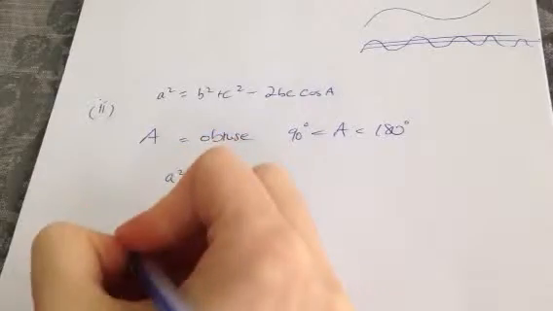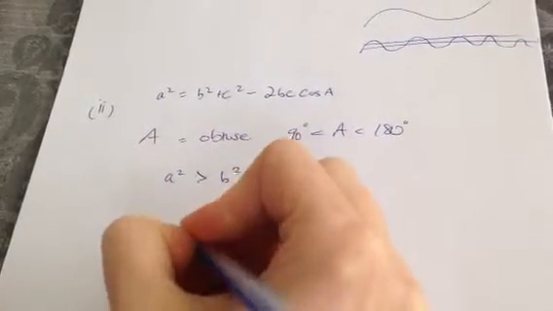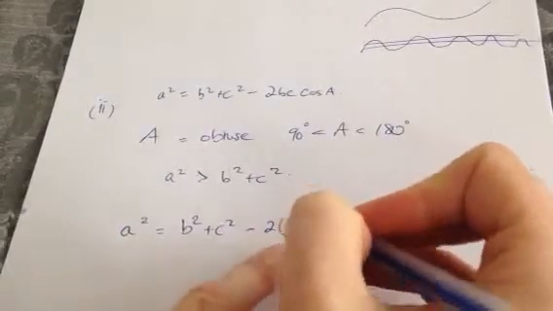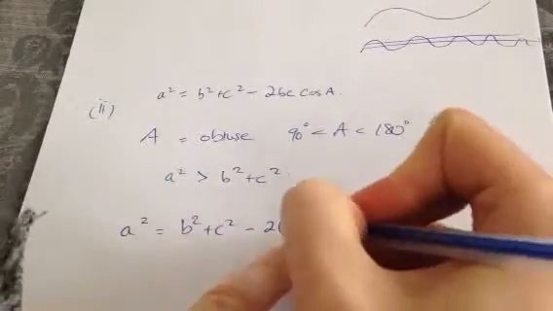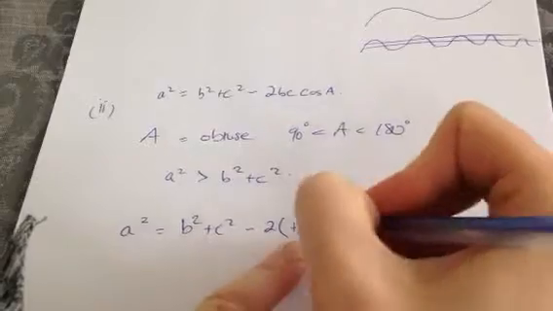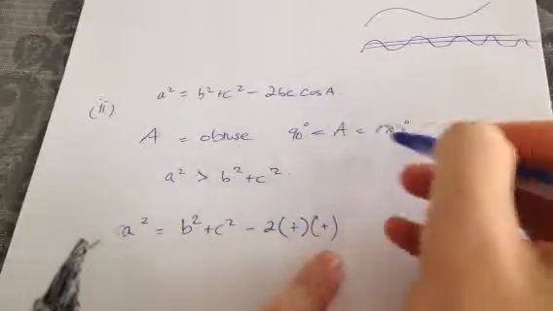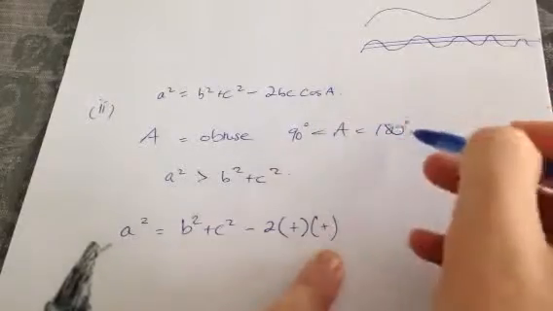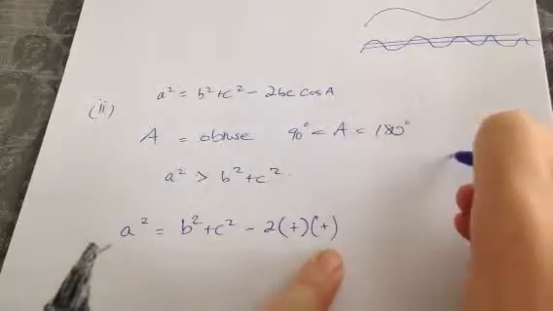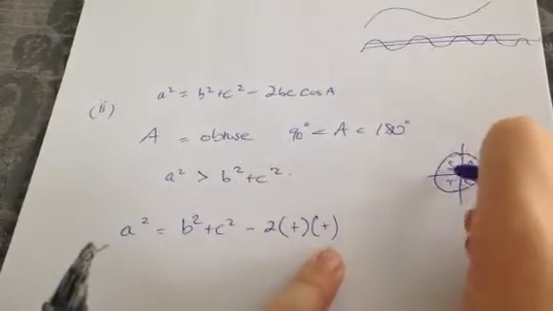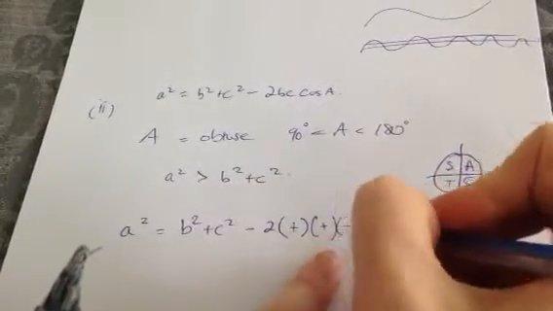Well, what do I know? I already know from part 1 that a squared is equal to b squared plus c squared minus 2 times b times c times cos a. b is going to be a plus number because it's a length, c is going to be a plus number, but the cos of any obtuse angle between 90 and 180 degrees is actually a minus, and you know this from your ASTC. It's going to be a minus here. Sine is the only plus, so that's a minus.